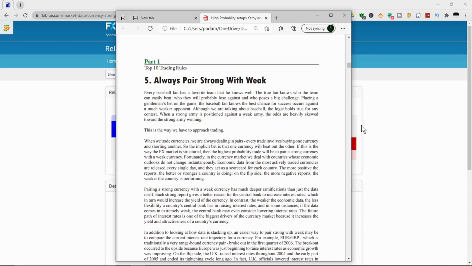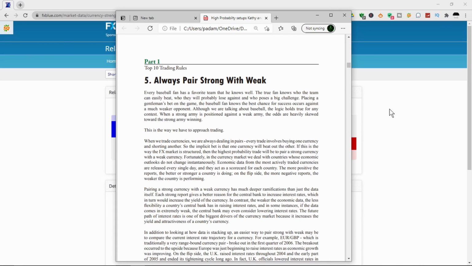Okay, for number 5, always pair strong with weak. This builds on number 4, basically the fundamentals. So in the fundamentals we are looking for a good employment number, a good GDP number, good CPI, good interest rates. If all that is rising and you see a country's economy gaining in demand, then that is most likely going to be a strong currency. All right, so we're always looking to pair a strong currency with a weak currency.